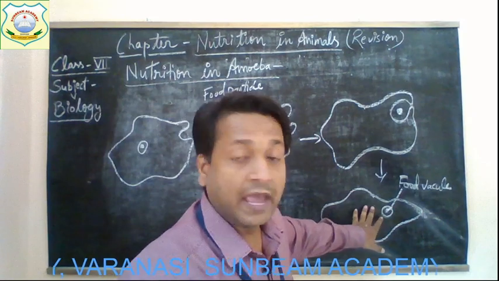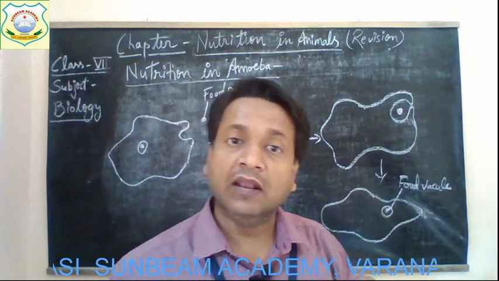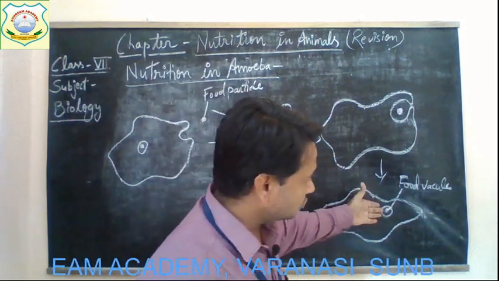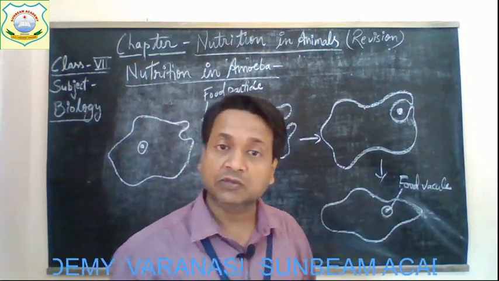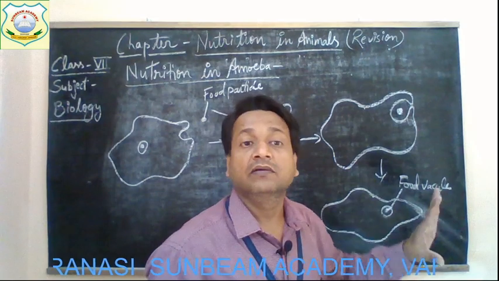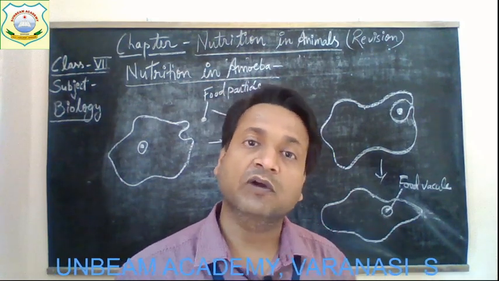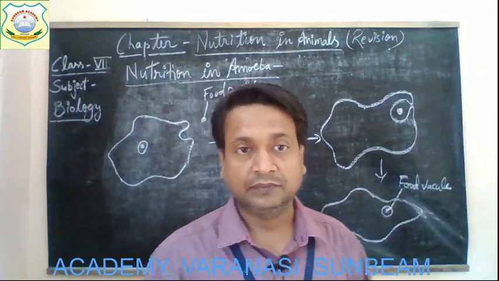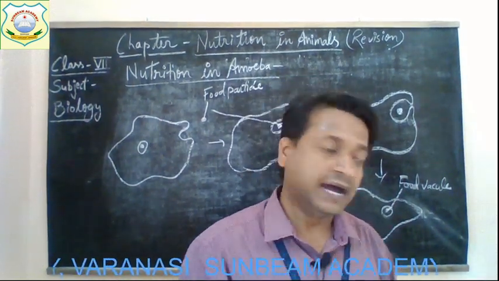Alright, children. So this is the food vacuole which is engulfed by the amoeba. In the food vacuole, the food particle along with some water is present. Now the body of the amoeba releases digestive juices. The digestive juice digests this food particle, and after the digestion it gets absorbed and utilized by the body of the amoeba, and at last the undigested part, after the absorption of the nutrients, gets removed from the body. Got it, children? So this is the process of nutrition in amoeba. Okay. Now I'm going to take the next example, and the next example is nutrition in hydra.